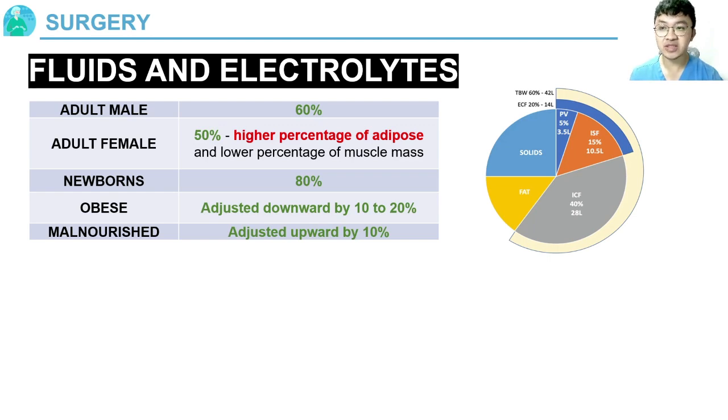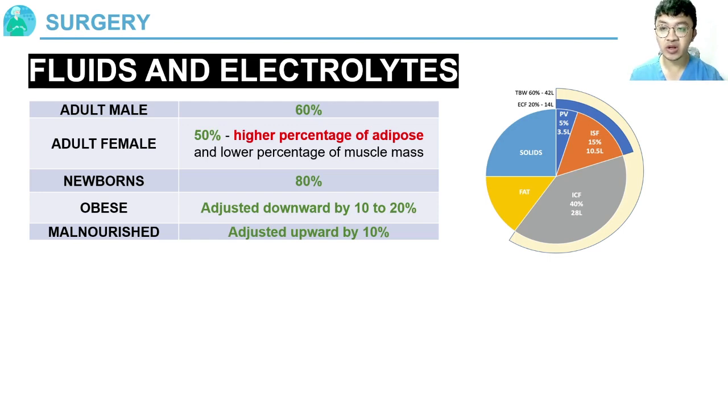The reason for this is that males have higher lean body tissue, especially muscle, and it's in that lean tissue where you find your water most of the time. Females have higher adipose content, and remember, as we say, oil and water don't mix. If there's high adipose tissue, there's high oil, there's less water. Okay, so females again have 50%, that's 10% less total body water than the average male.